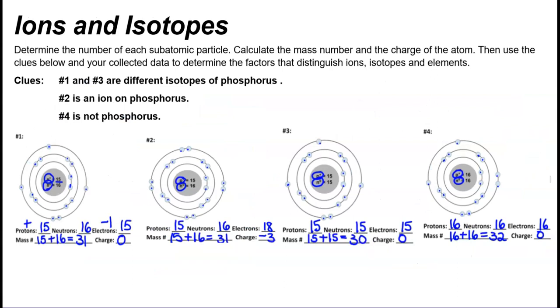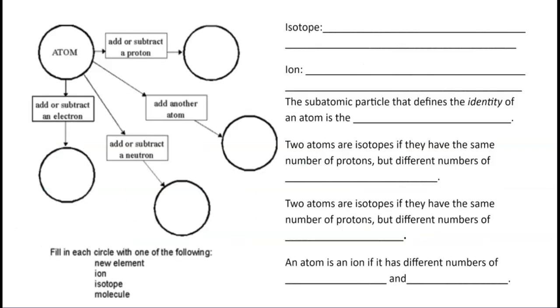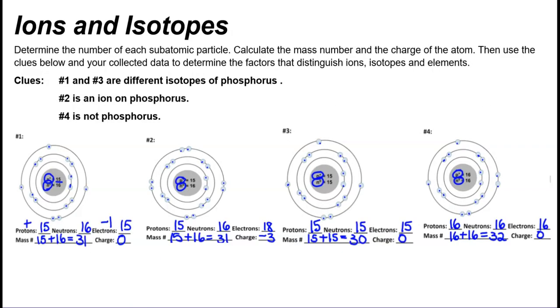Now that we've finished recording all of our data, we have it in one place, and we're going to use our found data to fill in this chart, telling us what makes an atom a new element, or an ion, or an isotope, or a molecule. So let's look at our data here and use the clues that are given to determine what makes each of these things. So our first clue says number 1 and number 3 are different isotopes of phosphorus.